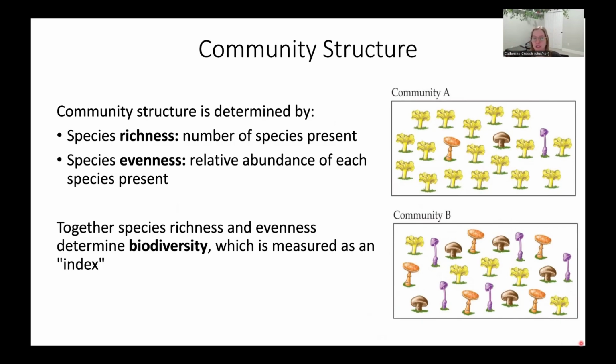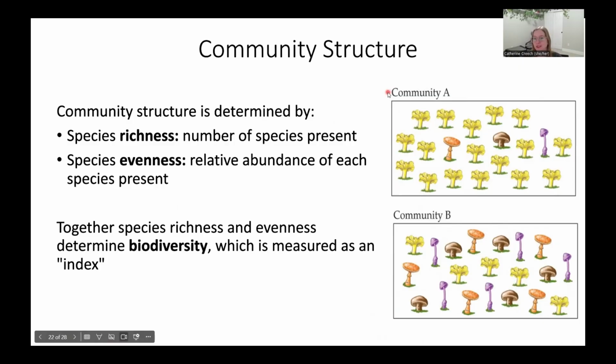Your number of species is determined by species richness. So more species, higher richness. And your abundance of species is determined by species evenness. In total, we use those two ideas to talk about biodiversity. And we talk about biodiversity as an index. We want a high index for lots of biodiversity.